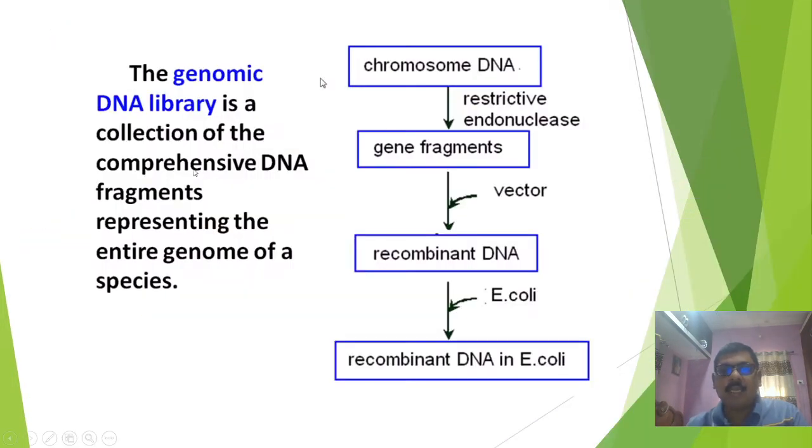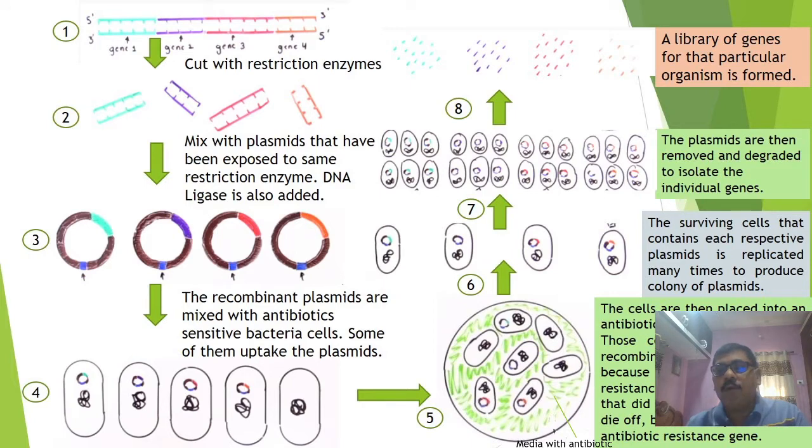And when you get the recombinant DNA molecule, that is introduced into the E. coli cell or the host cell, and then the recombinant DNA will be introduced into the host cell, and the cell will get transformed. So this is how the genomic library is made. The genomic library is a collection of comprehensive DNA fragments representing the entire genome. How is it formed?